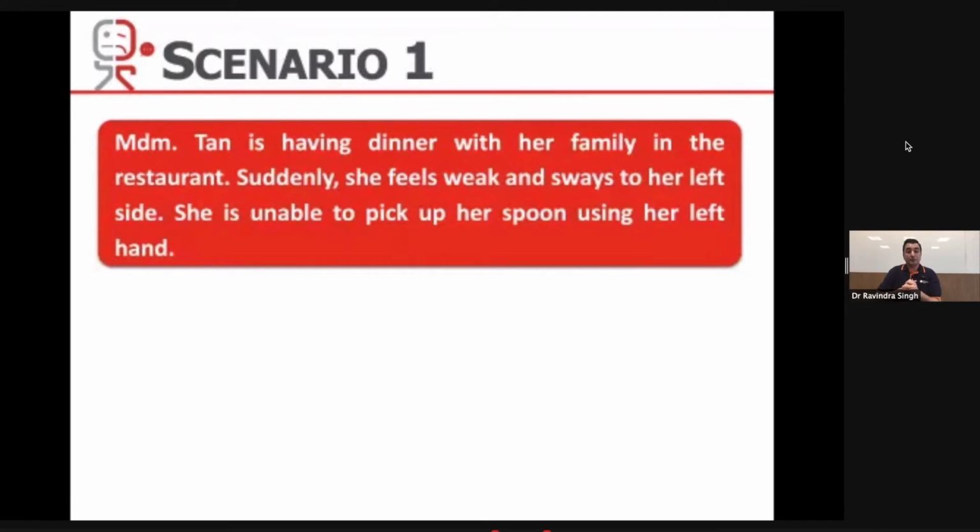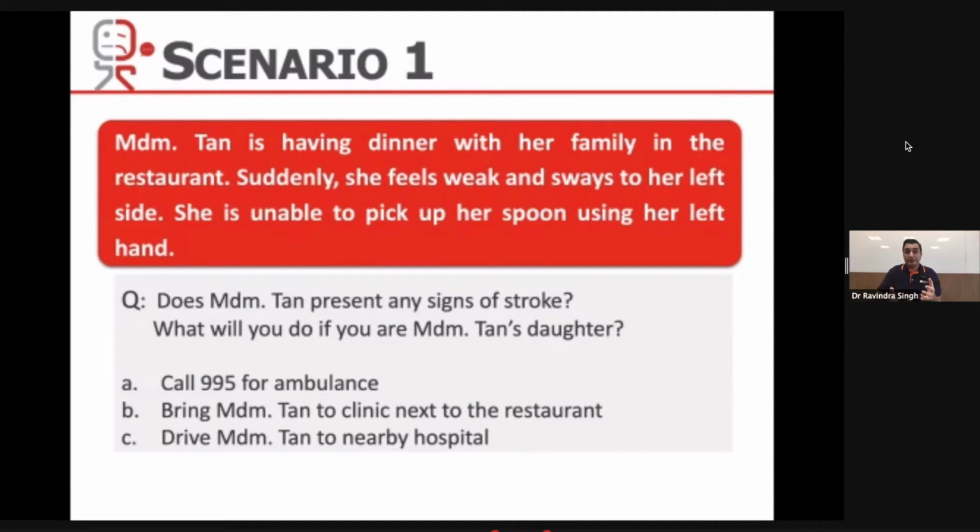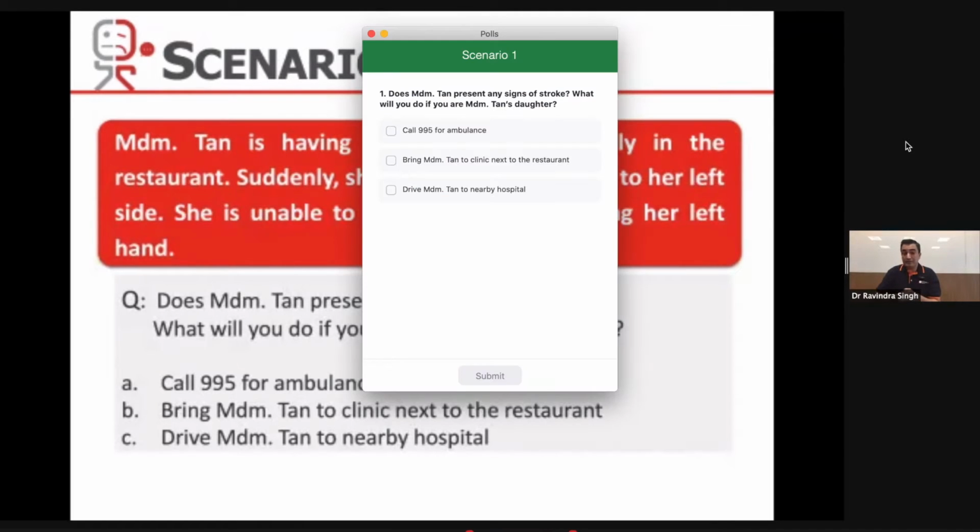So scenario number 1 is Madam Tan is having dinner with her family in the restaurant. Suddenly she feels weak and sways to her left side. She's unable to pick up her spoon using her left hand. So we know that definitely she's weak on the left side. Does Madam Tan present any signs of stroke? What will you do if you are Madam Tan's family member? So option A, call 995 for ambulance. Option B, bring Madam Tan to the clinic next to the restaurant. C, drive Madam Tan to the nearby hospital. Let's see what's your response.